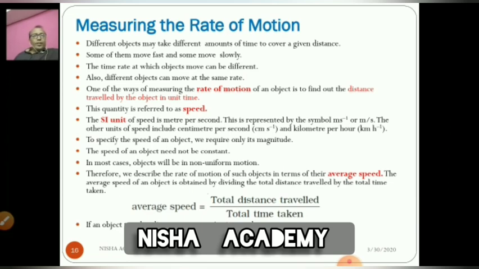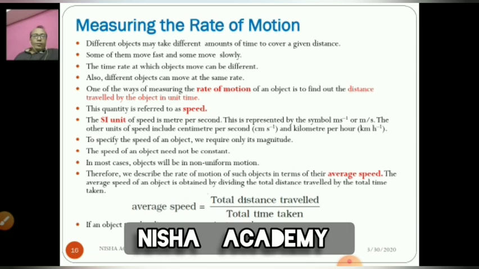In most cases, different objects have non-uniform motion, and therefore speed is measured in terms of average speed. The average speed of an object is obtained by dividing the total distance travelled by the total time taken. So, here is the equation. Average speed is equal to total distance travelled divided by total time taken.